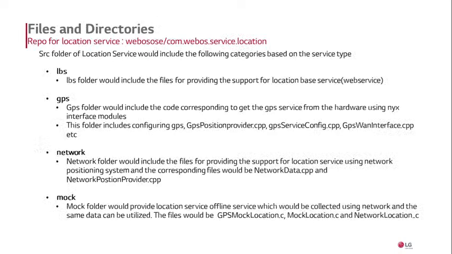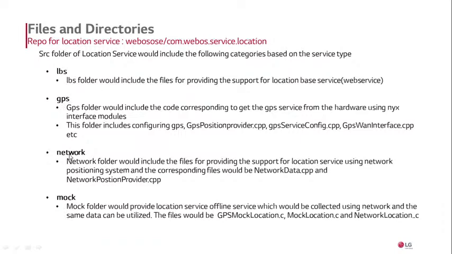Next, integration. Integration would include the files and directories, service configuration, service setup. Repo for the location service is webOS OSE com.webos.service.location. Source folder of the location service would include the following categories based on the service type. Basically, this would get the LBS and the handler. LBS folder would include the files providing support for location-based service.